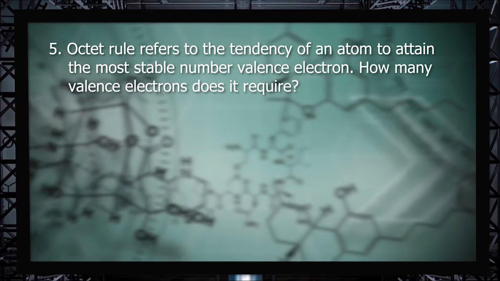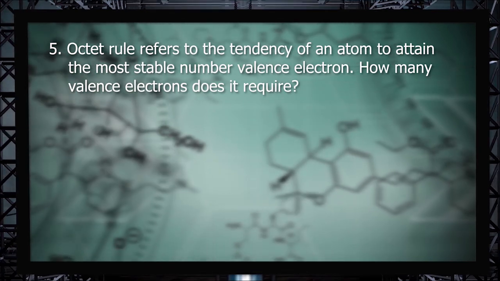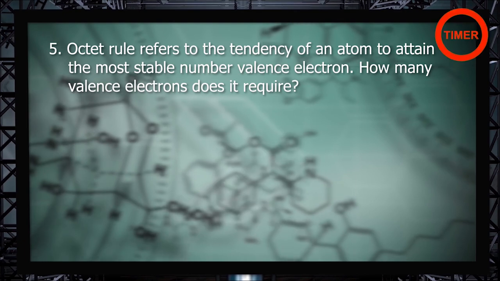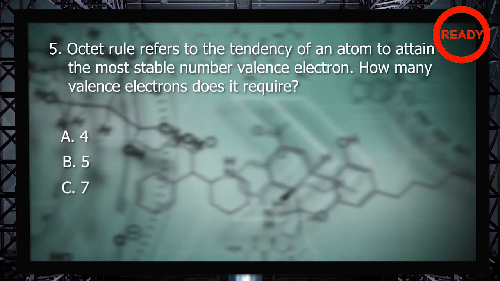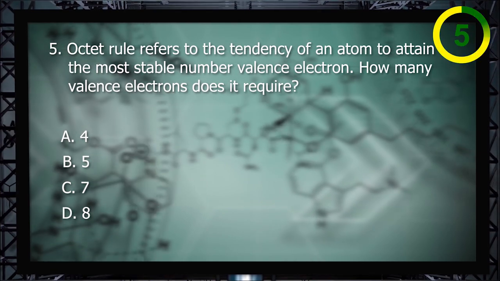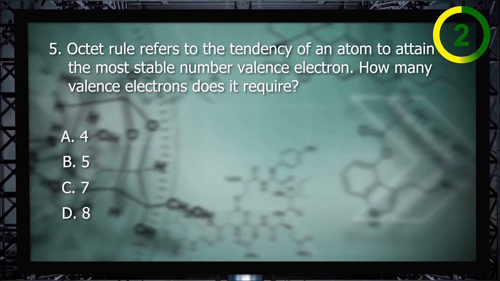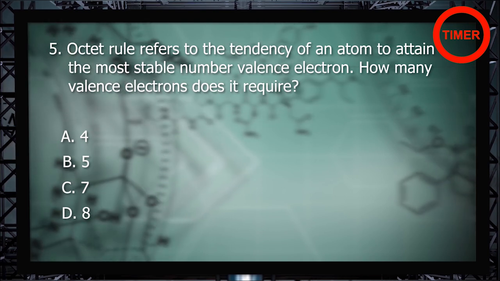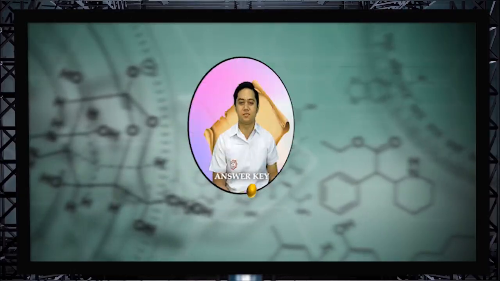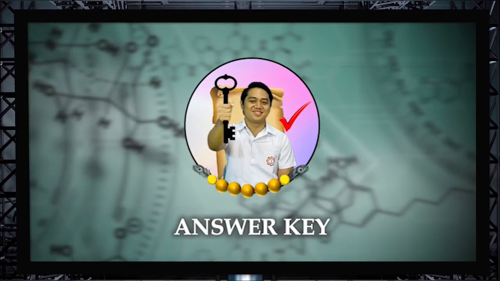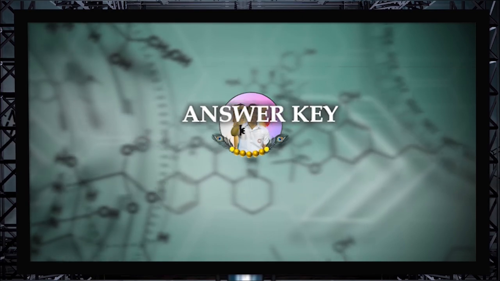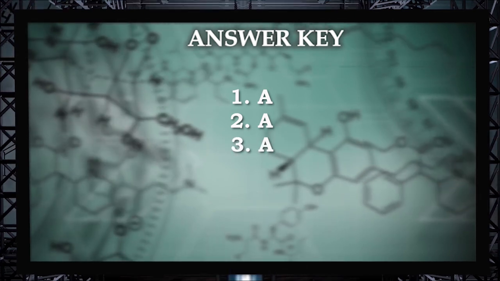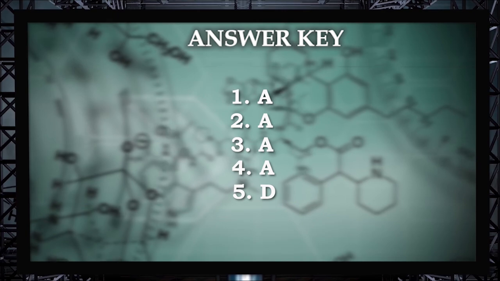Number 5. Octet rule refers to the tendency of an atom to attain the most stable number of valence electrons. How many valence electrons does it require? A. 4. B. 5. C. 7. D. 8. Your answers on the screen. Number 1, A. Number 2, A. Number 3, A. Number 4, A. And number 5, D.